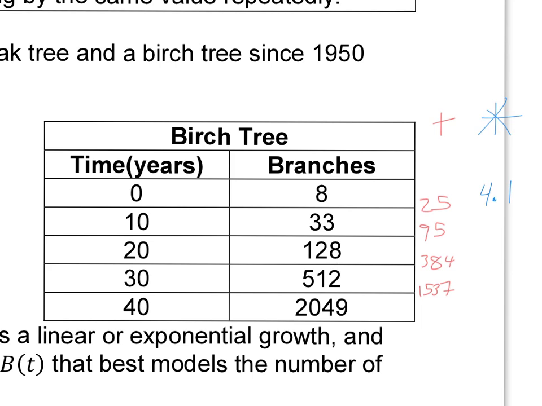Okay, and let's do 128 divided by 33, 3.8. Actually, it rounds to 3.9. Okay, let's do 512 divided by 128. It's exactly 4. Again, remember, I'm just dividing the second number by the previous number.